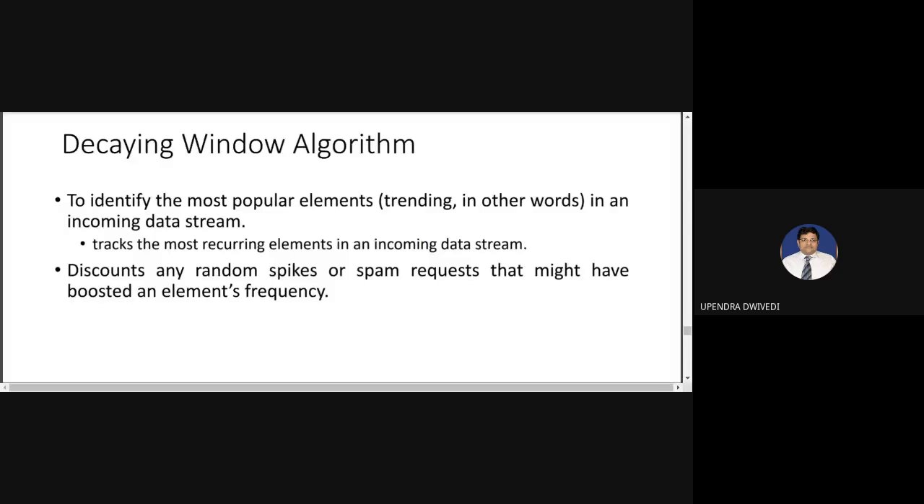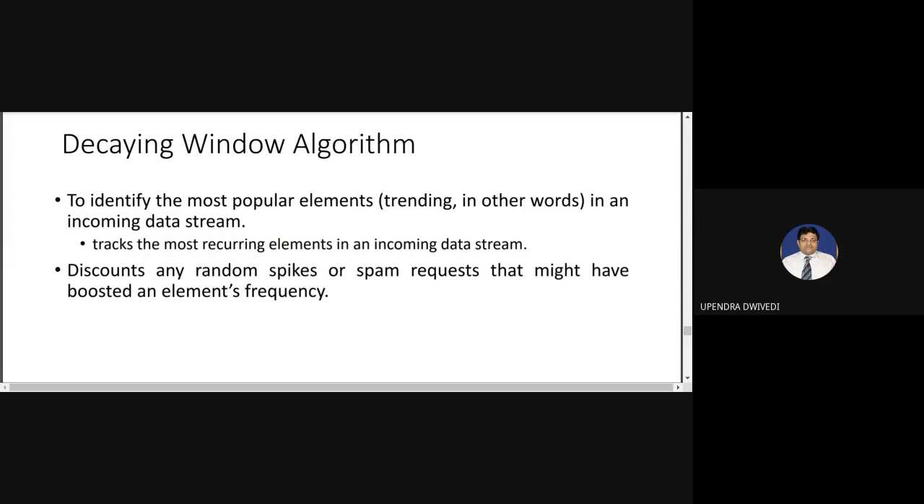Users will get bad quality service from your online streaming. So finding out these types of elements is very necessary. Sometimes you also want to find out some random spike or spam requests that might create performance degradation issues.